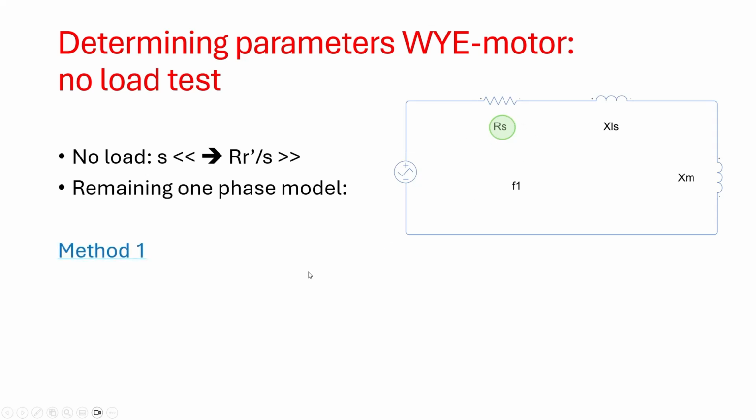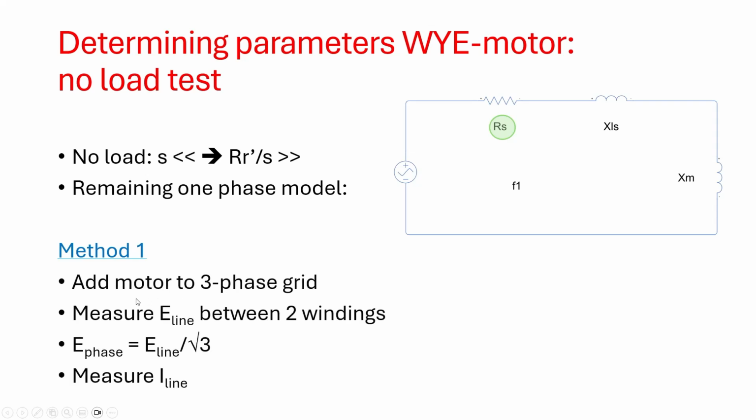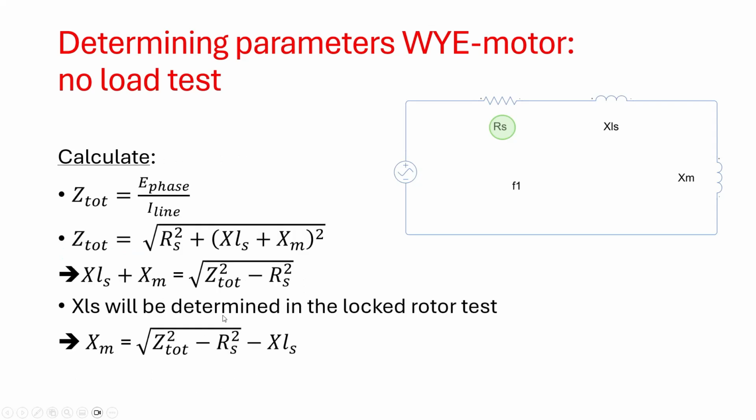We have 2 methods, and method 1 says, well, let's add the motor to a 3-phase grid. And we measure the line voltage between 2 windings, and based on that we can calculate the phase voltage by dividing the line voltage by the square root of 3. We also measure the line current, and having that we can calculate the total impedance, E phase divided by I line, I should say.